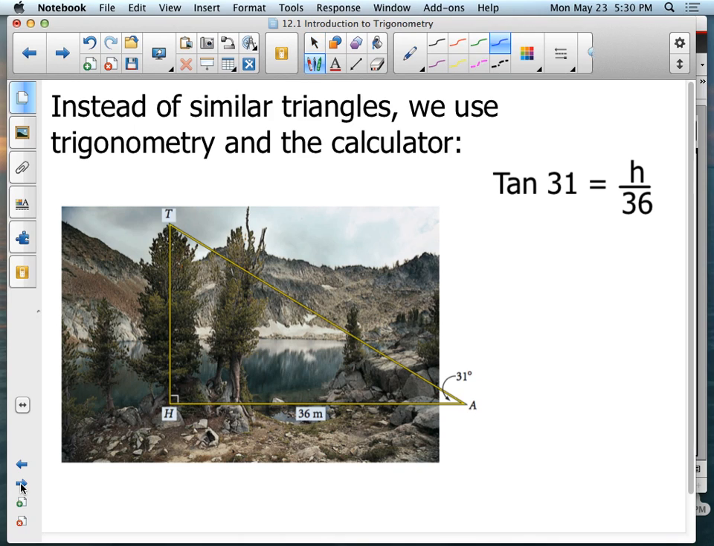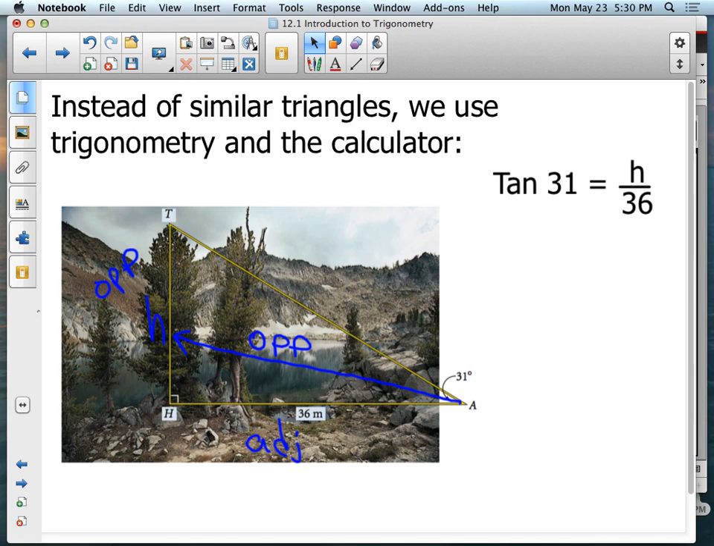So recognizing that I'm looking for this side here, the opposite side, based on my 31-degree angle, that side is my opposite side. So I got my opposite side over here. I got my adjacent side down here. So I know that opposite divided by adjacent is tangent. That gives me this ratio here, that the tangent of 31 degrees is equal to h over 36.